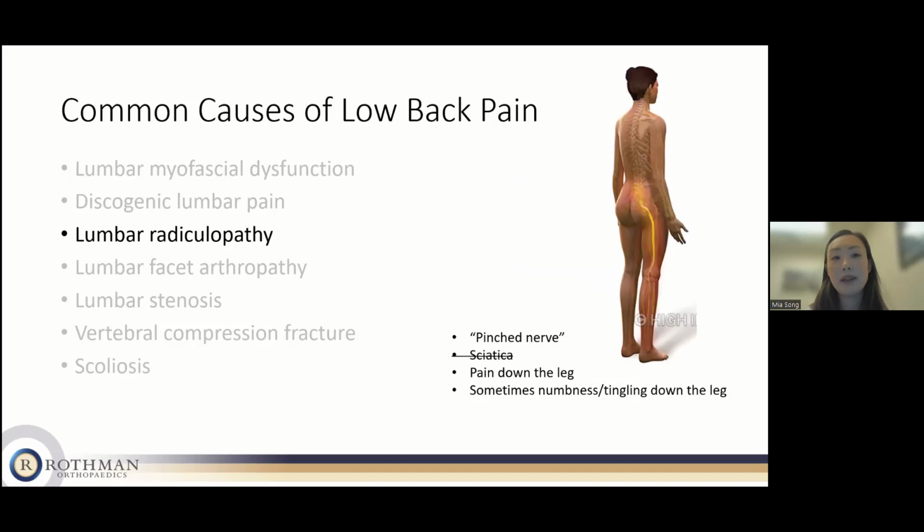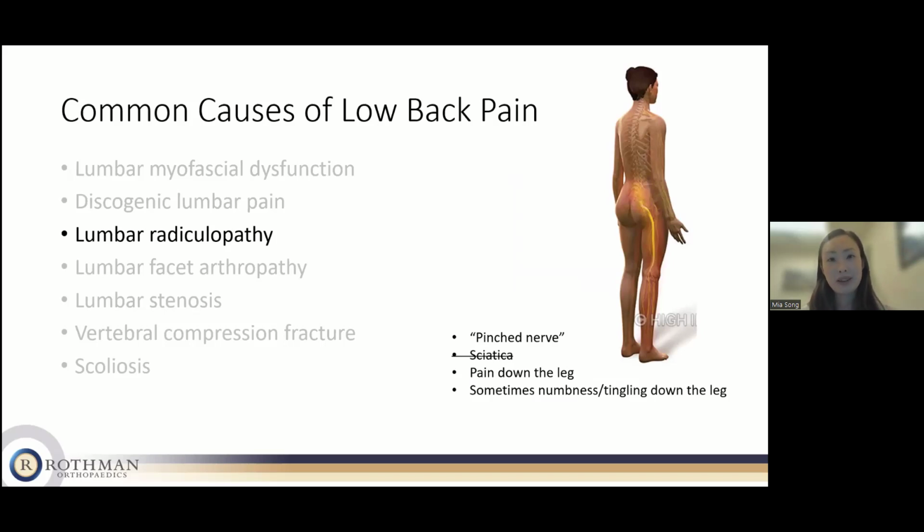Lumbar radiculopathy is when a lumbar spinal nerve has an irritation or impingement, meaning that it's pinched. So it's what we think of as a pinched nerve. Those lumbar spinal nerves come out of your spine and then travel all the way down your leg, like in this picture. And sometimes that's what people will come in and refer to as sciatica.